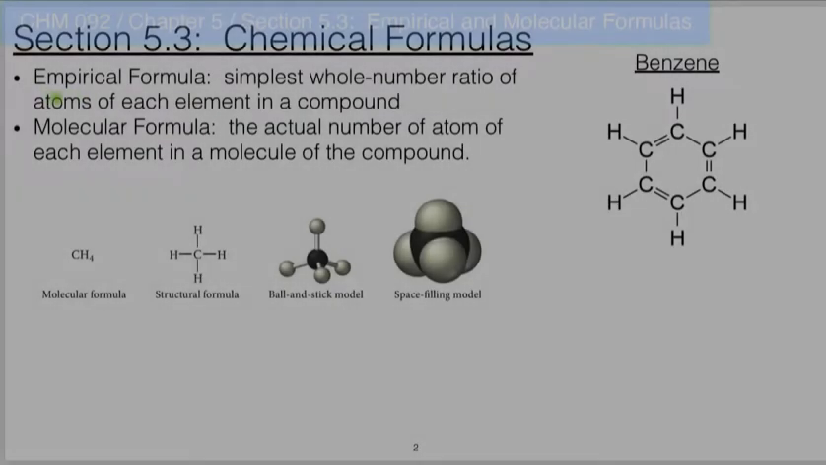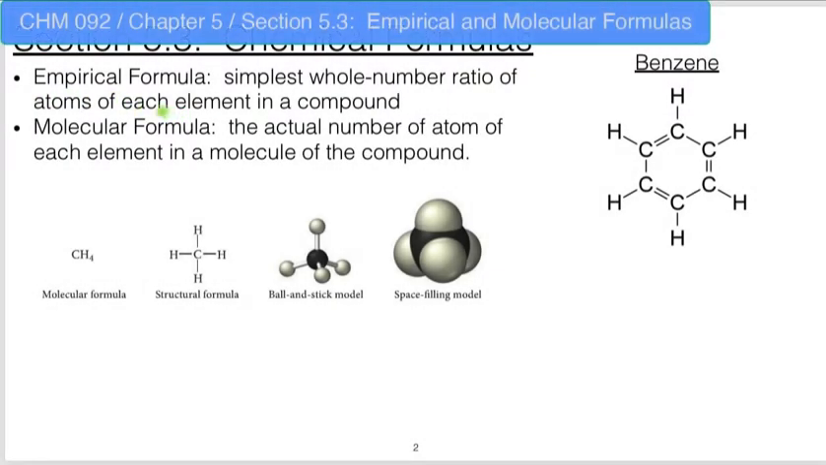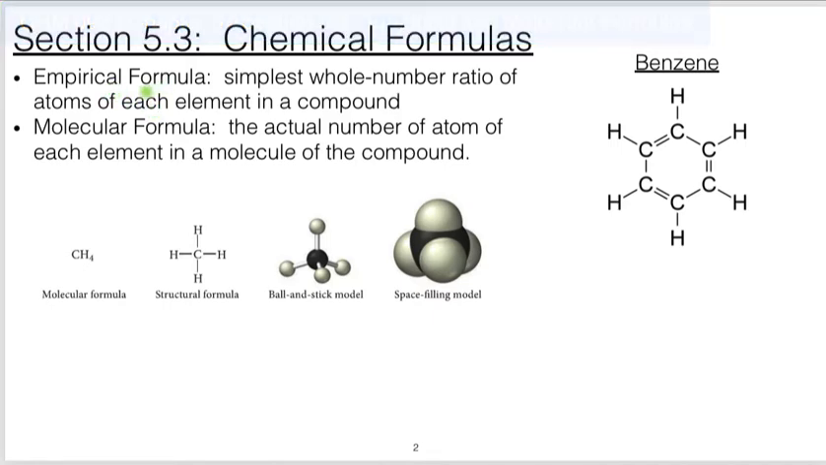So let's expand on the two different types of formulas that we come across in chemistry: empirical formula and molecular formula. As a couple of examples, let's just use some hydrocarbons. These are fuels or solvents that are used by humans. This compound here is referred to as methane. It's the main component in natural gas.